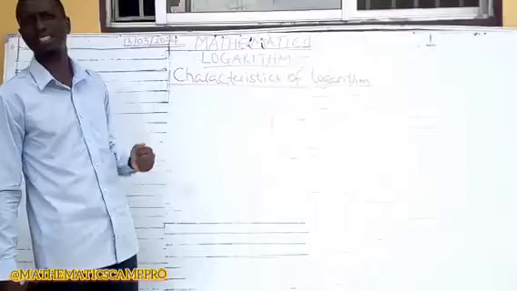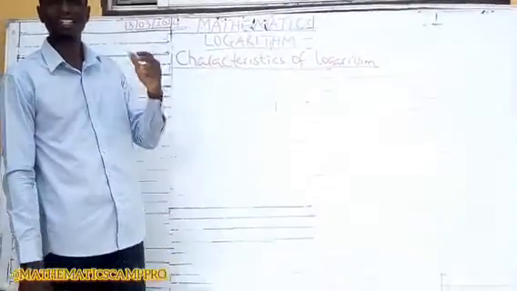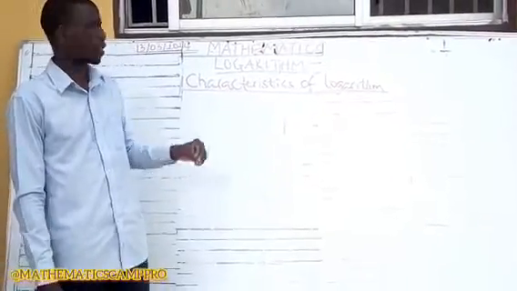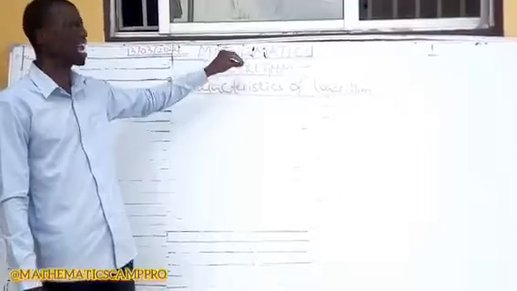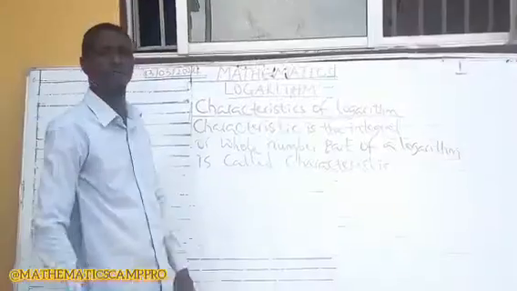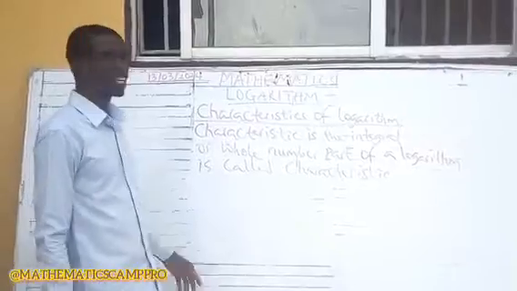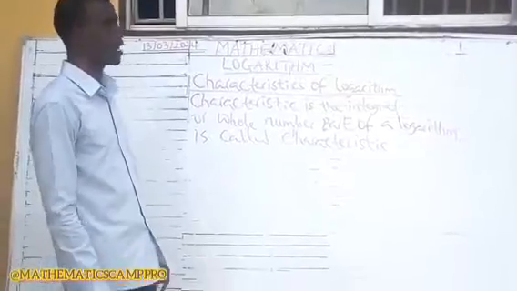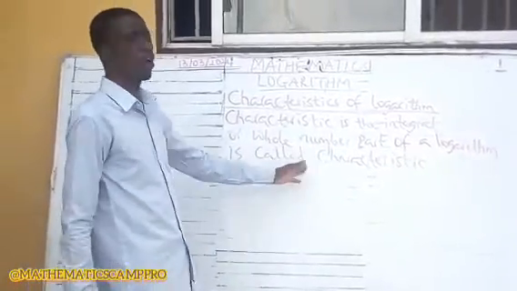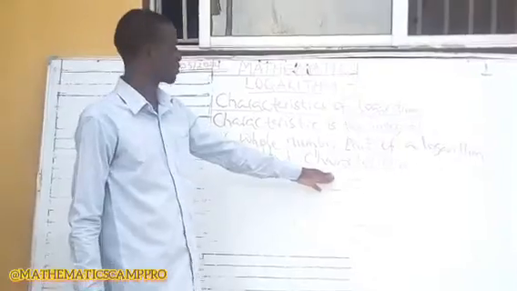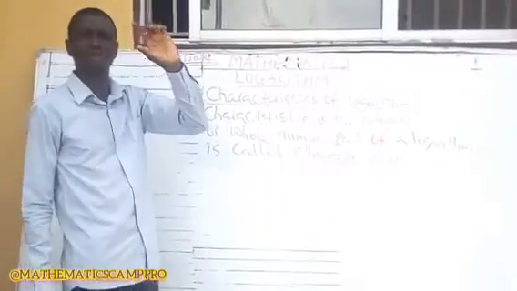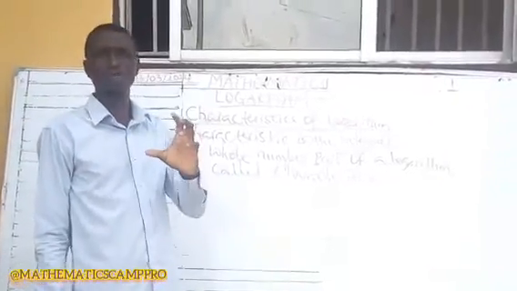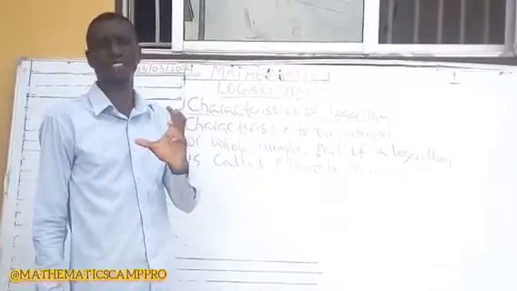Now, what is characteristics of logarithm? Characteristics of logarithm is simply the integral or the whole number part of a given number when you have checked your logarithm table. Now, I said characteristics of logarithm is the integral or whole number part of a logarithm. It is simply called characteristics. Now, for you to understand what is characteristics, please, viewers at home, I hope you are following me and you are with your writing materials.